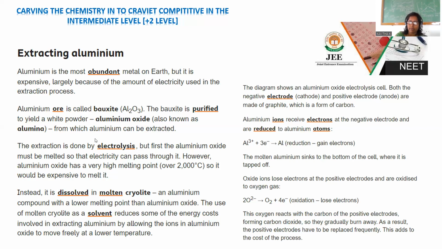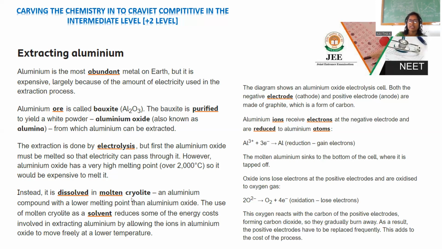In order to melt this, we need to heat it to more than 2000 degrees centigrade, its very high melting point. Instead, it is dissolved in molten cryolite. The purpose of cryolite is to lower the melting point value. Maintaining such a high temperature every time is very expensive and very difficult in normal apparatus.